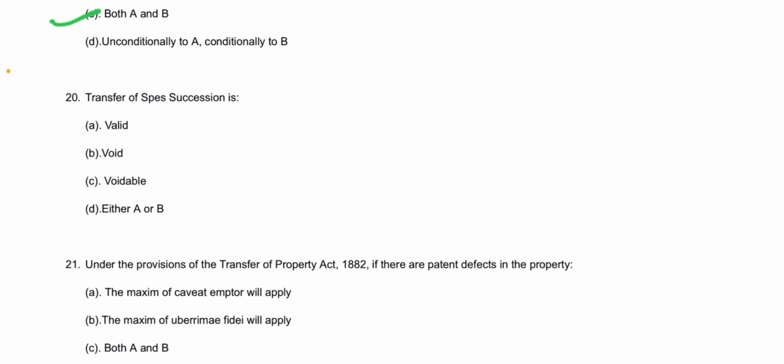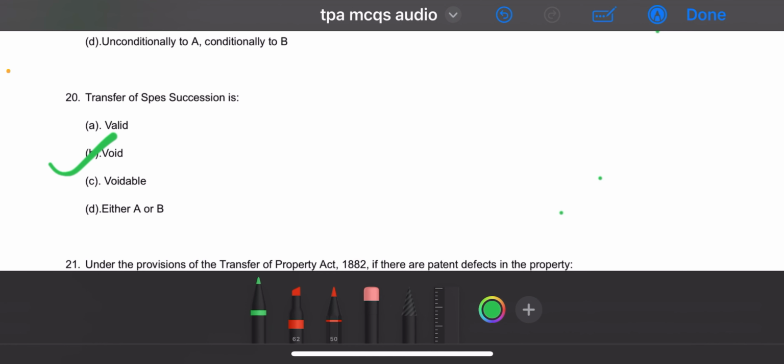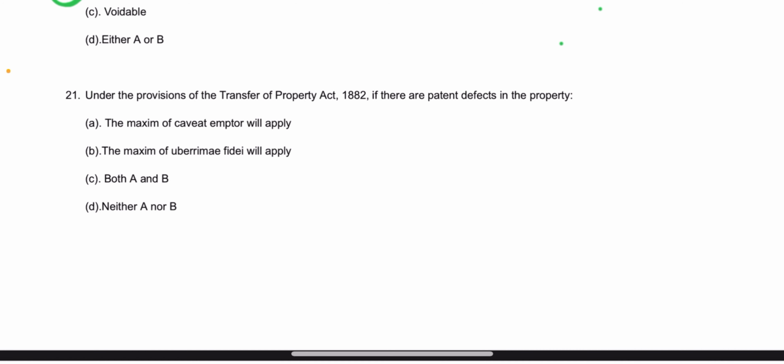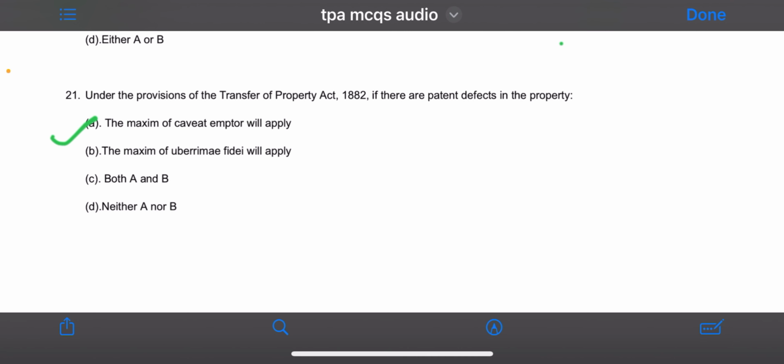Next question is, transfer of spes successionis is A, valid. B, void. C, voidable. D, either A or B. So the correct answer is void. Transfer of spes successionis is void. Next question, under the provisions of the TPA, if there are patent defects in the property. So out of the given options, the correct answer is the maxim of caveat emptor will apply.